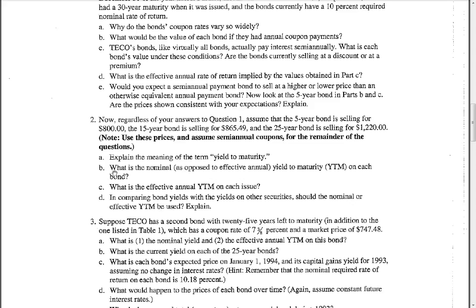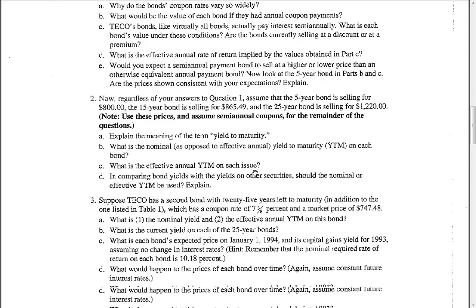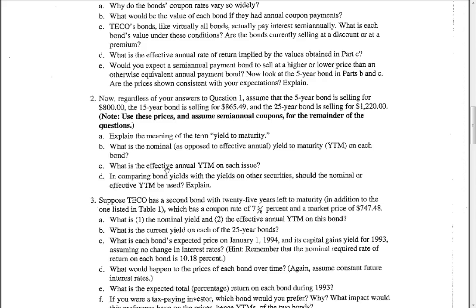Part B here, it says what is the nominal as opposed to the effective annual yield to maturity. That is just asking what is the yield to maturity. The normal yield to maturity we calculate is the nominal yield to maturity. So don't let them calling it nominal and having this effective annual statement here confuse you. This is just yield to maturity like we did in class. And down here you find the effective annual yield to maturity based on the semi-annual coupon.